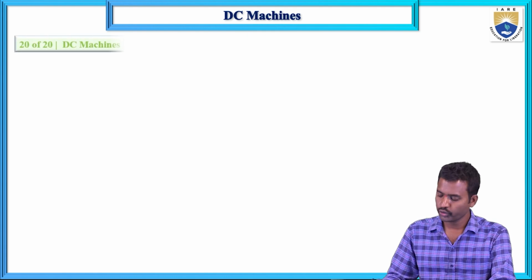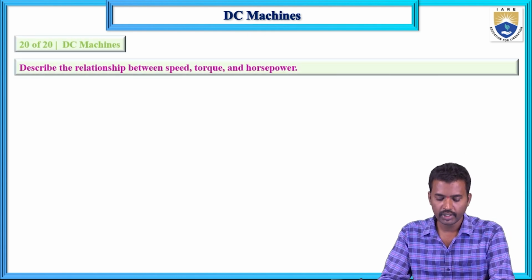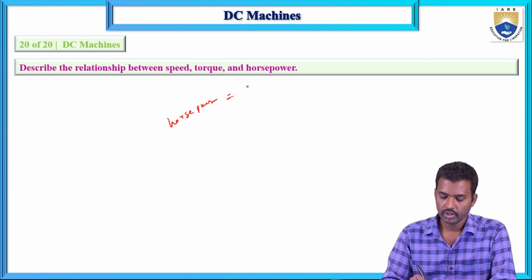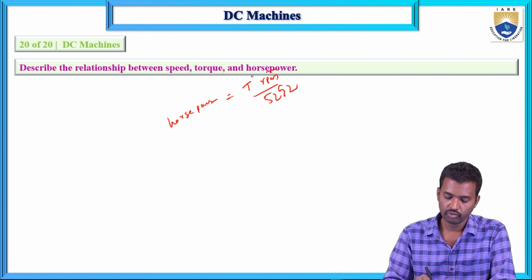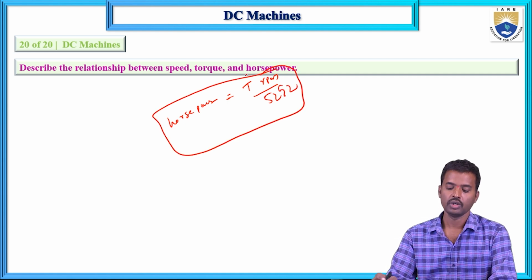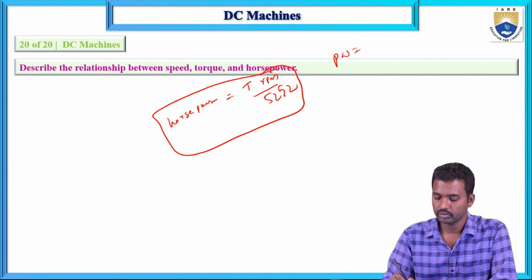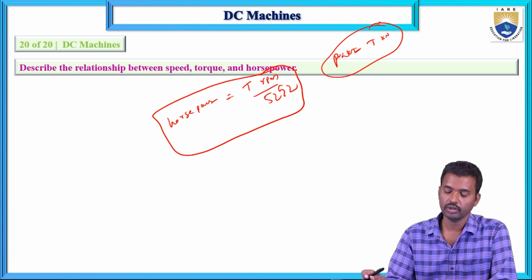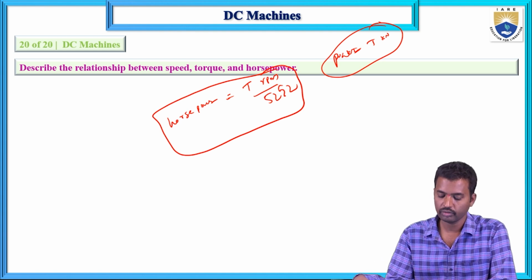Next, the last question. Describe the relation between speed, torque and horsepower. That relation is horsepower equals torque into RPM, that speed, divided by 5252. So power equals torque into speed. This is the formula, but in horsepower, it is torque into RPM divided by 5252.